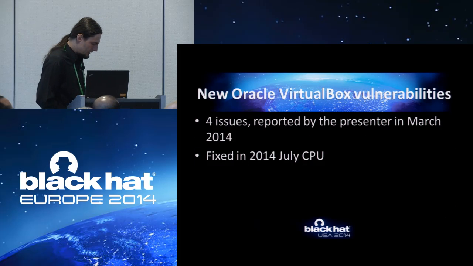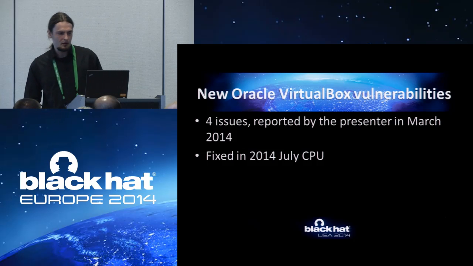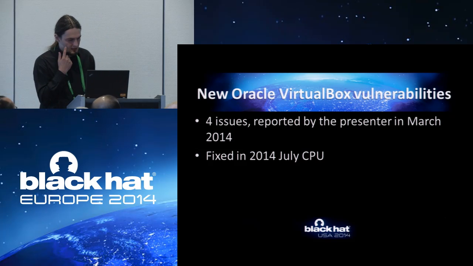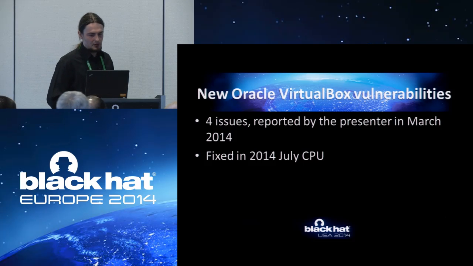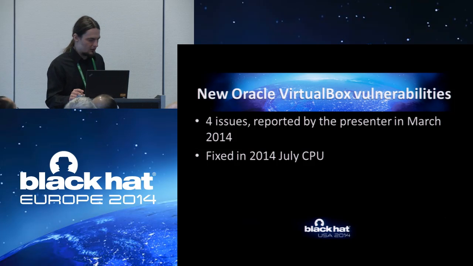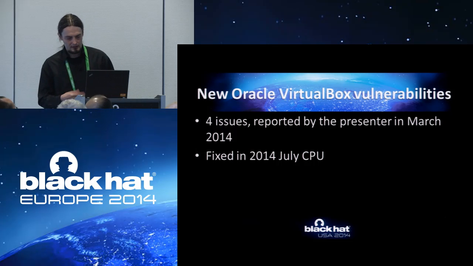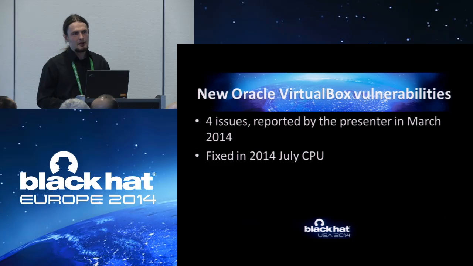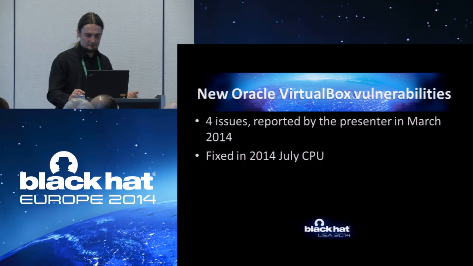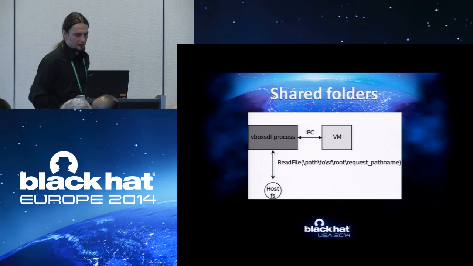Okay, so another thing is 4 relatively new vulnerabilities in Oracle VirtualBox that I have found and reported to Oracle in March 2014. So they were fixed in the 2014 July CPU, so just before Black Hat USA, when this presentation was delivered for the first time. And they are not that critical or that horrible, but they are interesting in a way that they are relatively new, but also they show you the common errors, mistakes or design problems that can be made by the virtualization software vendor.